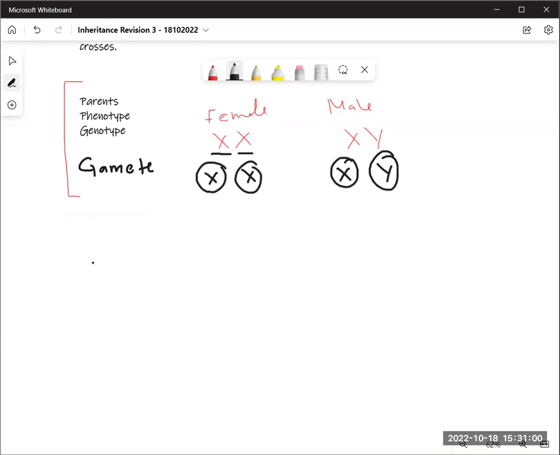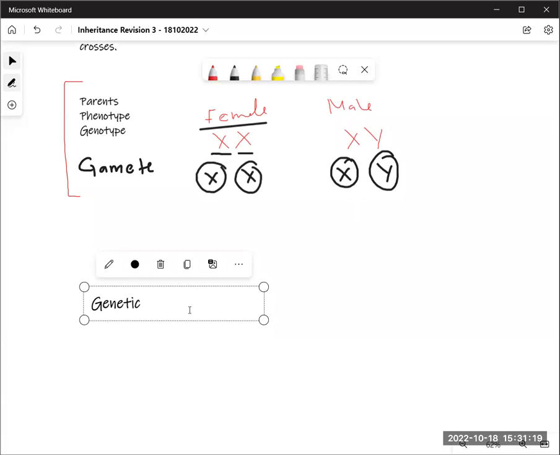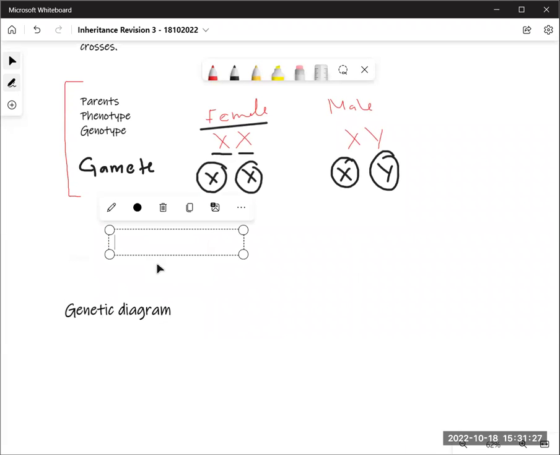Parents, phenotype, genotype, gamete. Now, with the parent, Rachit, what is the phenotype of a female? What is the genotype of a female? XX. Zahra, what is the genotype of a male? Male, XY. Now let's look at something called a monohybrid cross.